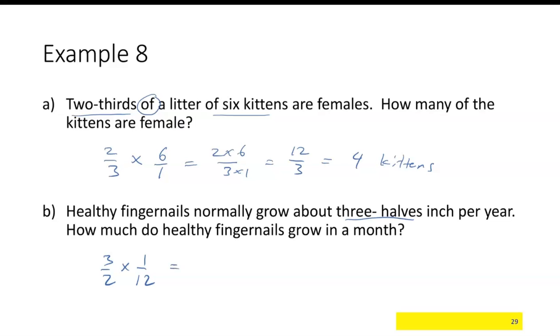And that comes to be 3 times 1 over 2 times 12. And then 3 goes into 24 8 times, so this reduces to 1/8 of an inch per month.